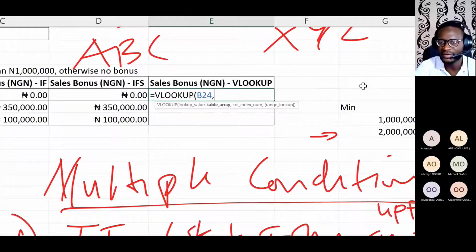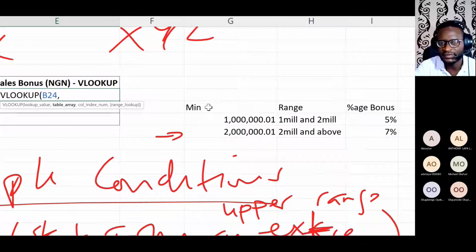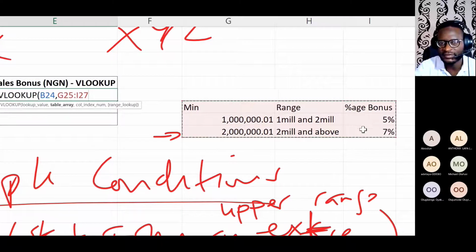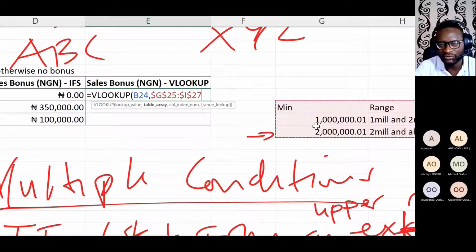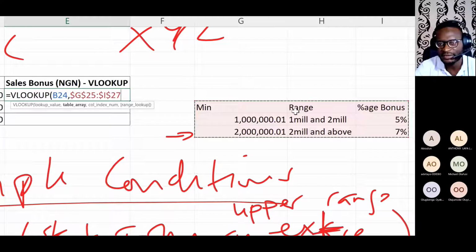Where am I looking for it in? I'm looking for it in this table now. This is where I have the bonus and the minimum. So there's something I need you to be aware of. I always put the minimum. That's what VLOOKUP uses. A range has a lower and upper, right? It's always the minimum, the lower of the range, that VLOOKUP needs. That's the only extra information I want you to be aware of.